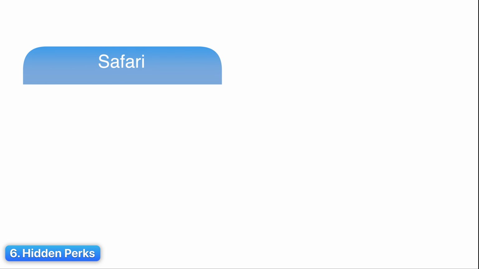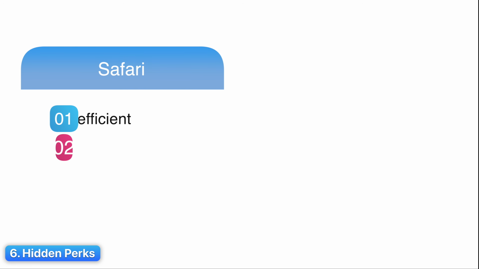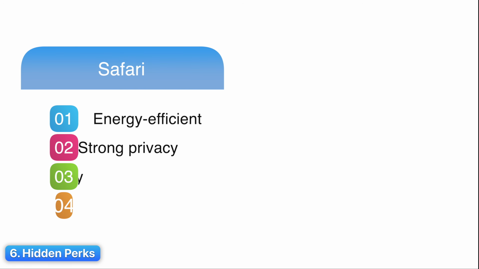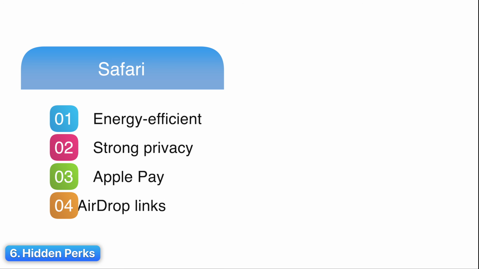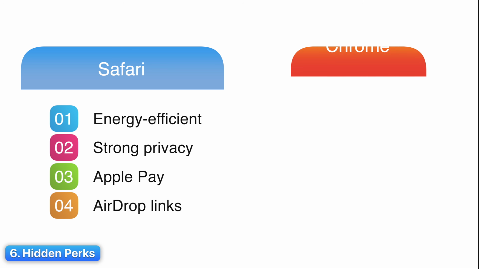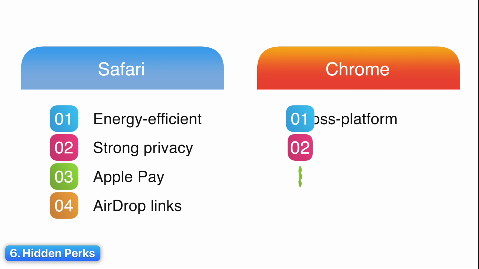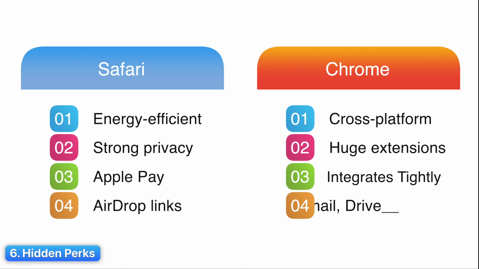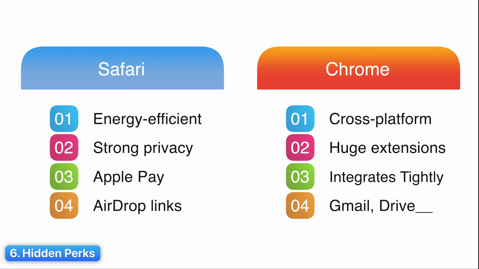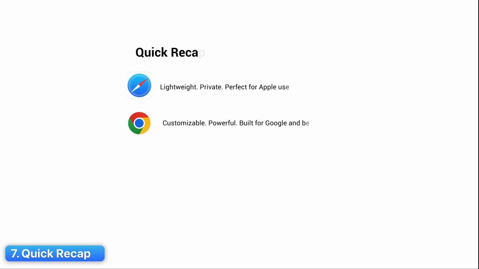Now for some hidden perks. Safari is energy efficient, so your Mac battery lasts longer. It has strong privacy features with minimal setup, and works perfectly with Apple Pay and AirDrop links. Chrome is cross-platform. It works on Windows, Mac, and Linux. It has a huge extensions library and better support for web apps, and integrates tightly with Google services like Gmail, Drive, Docs, and Calendar. Let's do a quick recap.